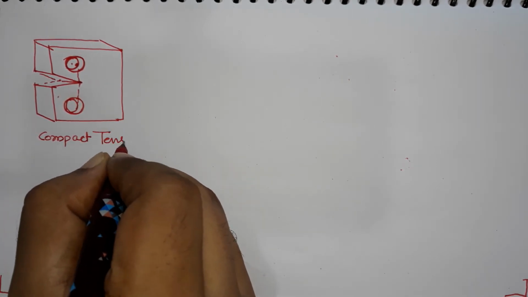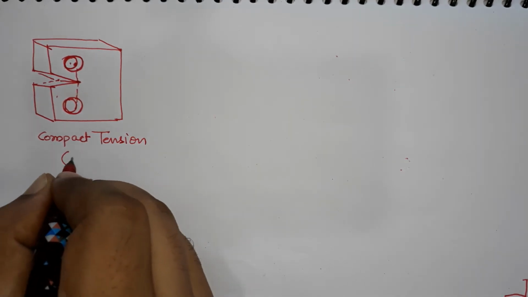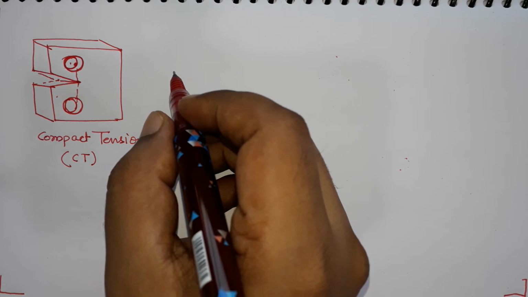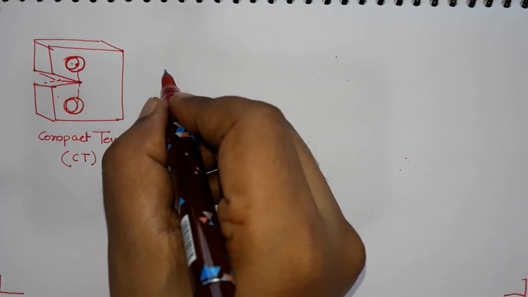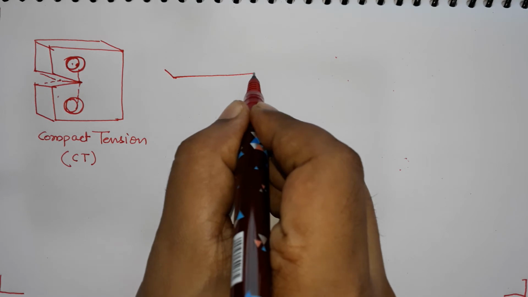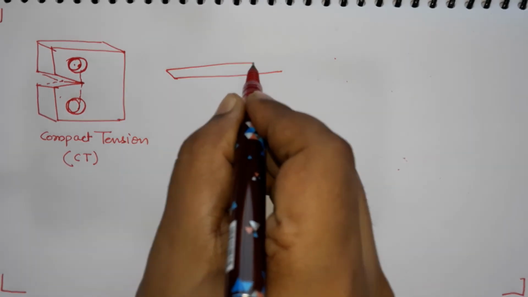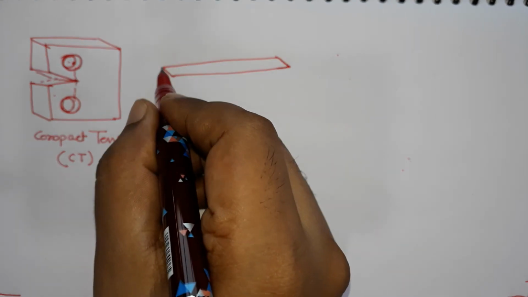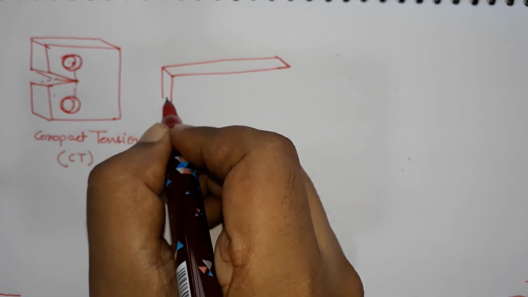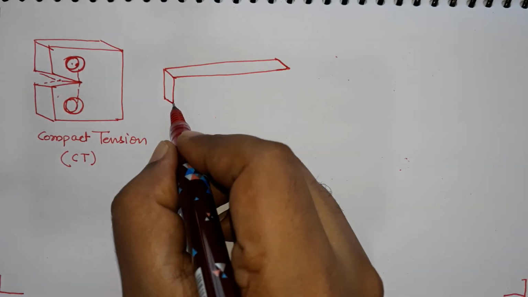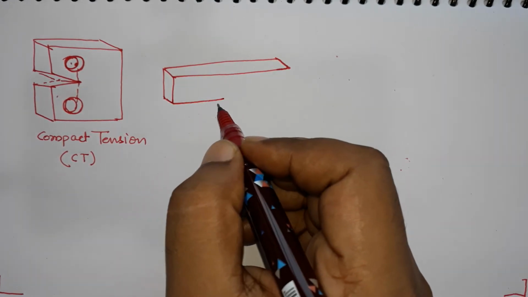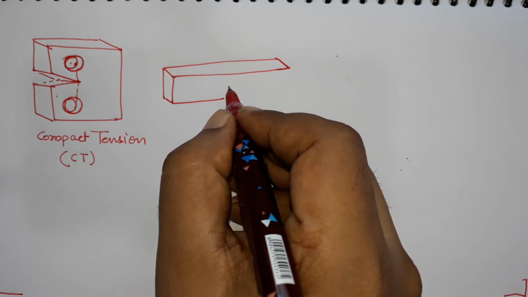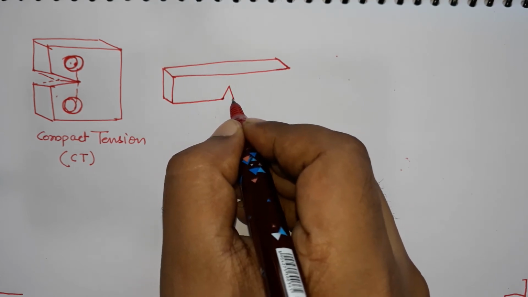Compact tension specimen, the short form is CT specimen. The other type of specimen which is used in testing... another question is, why do we have different shapes of specimen? Why do we do tensile testing in a cylindrical bar or in a rectangular bar? Why can't we do it on only a cylindrical bar?